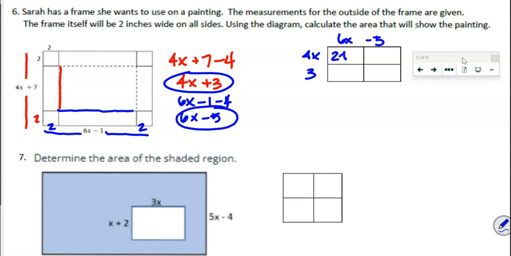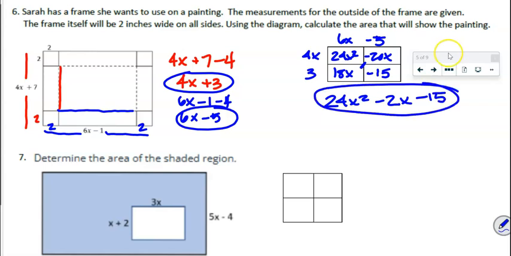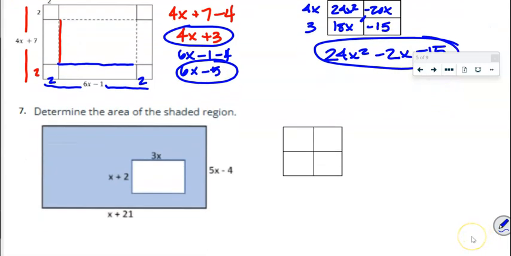So this is going to be 24x squared minus 20x. Whoop, not 12. Can't read my own handwriting now. This is going to be 18x, and then negative 5 times 3 would be negative 15. Again, got our like terms right here, so this is going to be 24x squared minus 2x minus 15. Okay? And we've seen problems like all these on final exams, and that's why we got them here, guys.